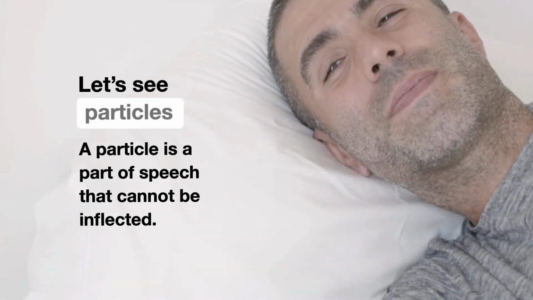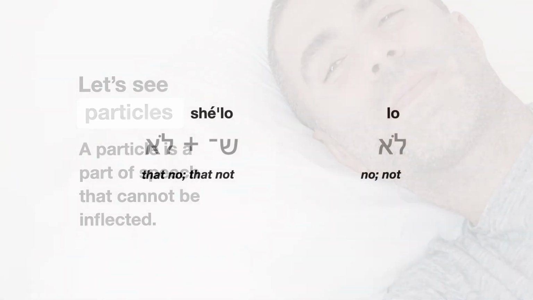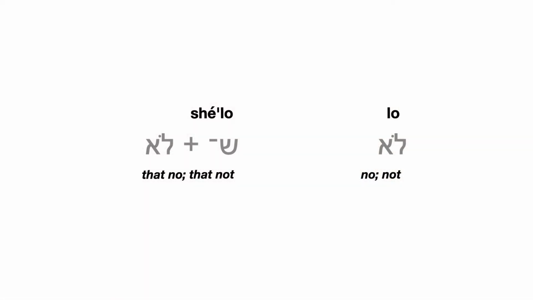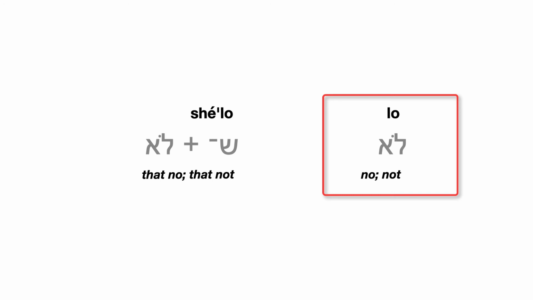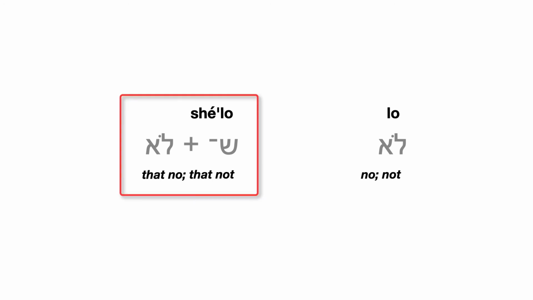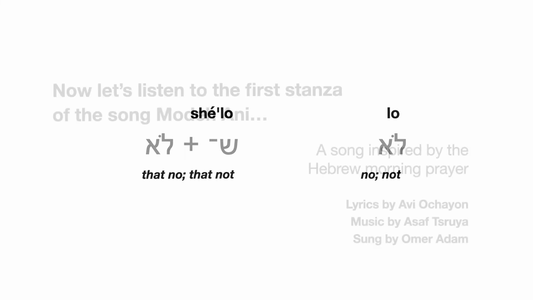Finally, let's look at particles. So what is a particle? A particle is a part of speech that cannot be inflected. We use it as is. So an example is lo, which means no or not. And if we add she, which we just saw a while ago, she means that. So if you say shelo, that means that no, that not. Okay, so that's the last word we'd like to look at for this first stanza of Modeh.